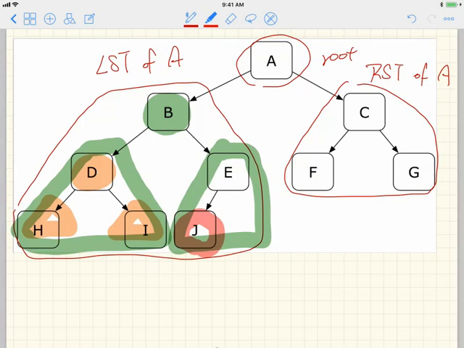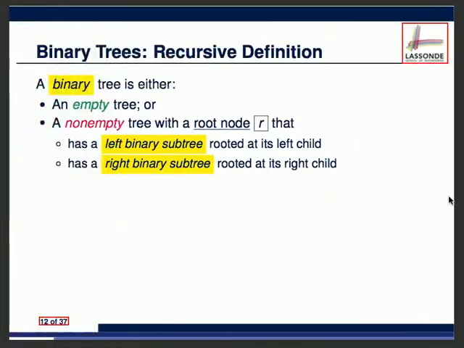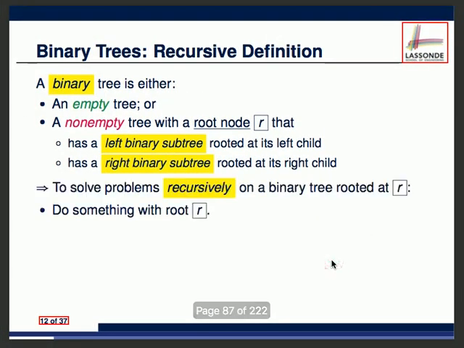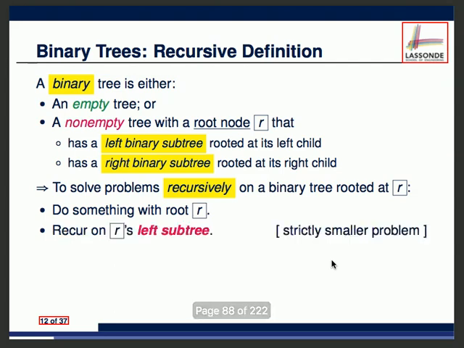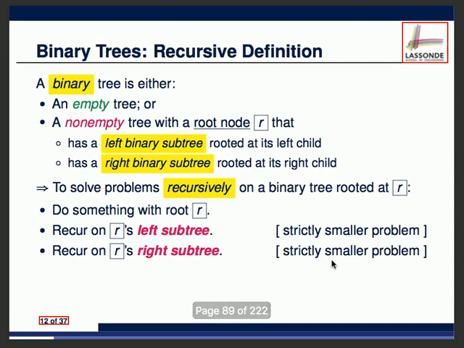Let's go over some slides. How do we solve problems recursively on a binary tree rooted at R? I will go over a slide and then tell you what that means visually. In the case of an array, you do something with the first element and do something with the rest of the array, the subarray. Similar here. You do something with the root, then recursively solve the problem on the left subtree, recursively solve the problem on the right subtree, and combine the solutions together. That's the idea: recur on the left subtree and recur on the right subtree.